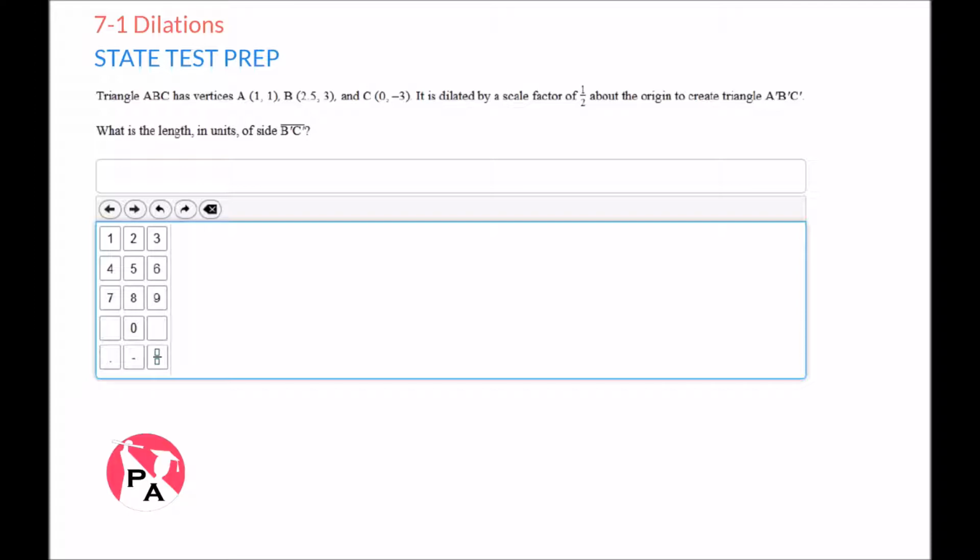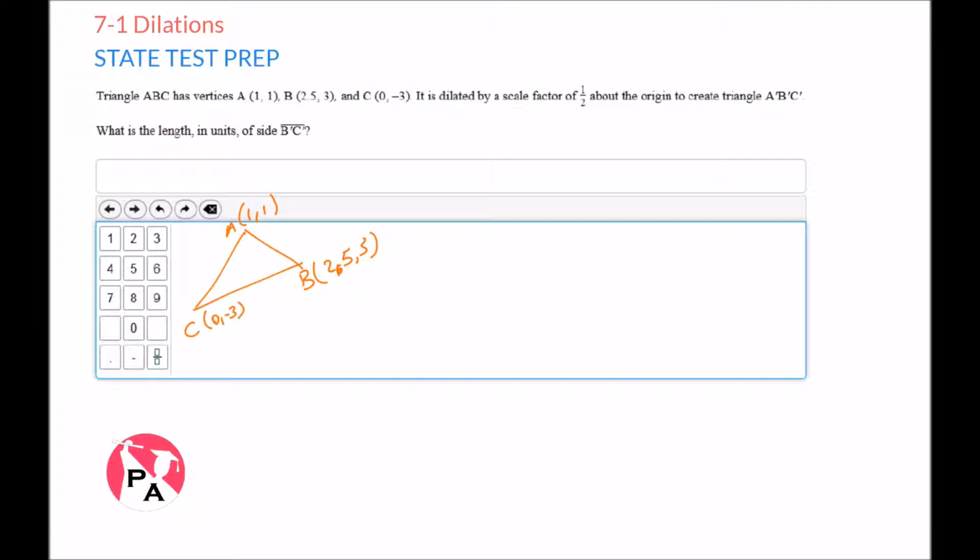Honestly, we don't need to draw anything for this question, but I'm going to start by plotting triangle ABC. It's going to be a random triangle. Let's say this point is A, 1 and 1. That point is B, 2.5, 3, and then point C is 0, -3.